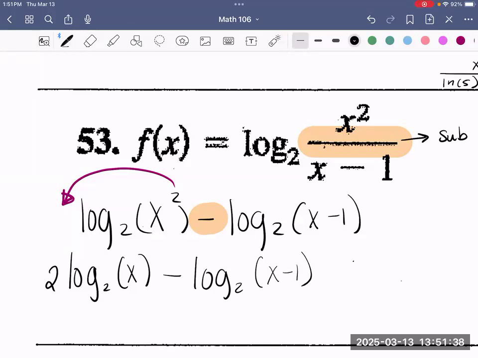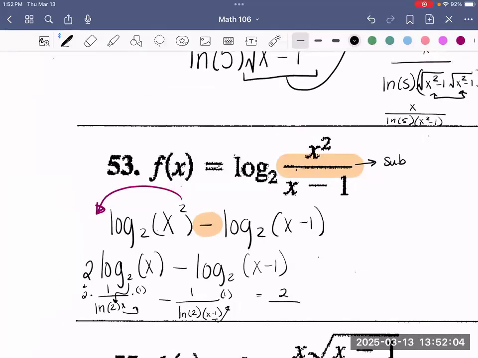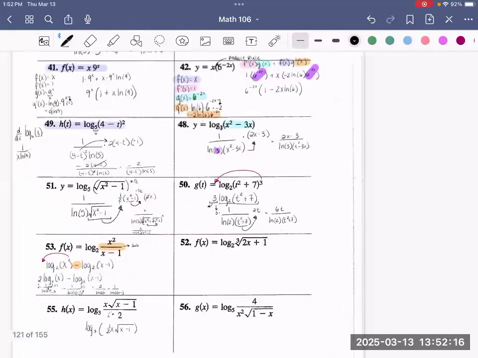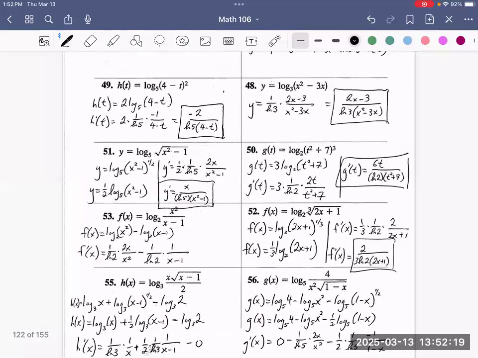And now you get to derive in parts. So here we have your 2 that remains times 1 over ln of 2, that comes from this portion here, times x, and then chain rule it, that would just be itself, minus 1 over ln of 2, your base, times x minus 1, chain rule it, times 1. So altogether, we should have 2 over ln of 2x minus 1 over ln of 2 x minus 1. And I believe that's as simple as they wanted yours to be. Yeah, they kept it as is.